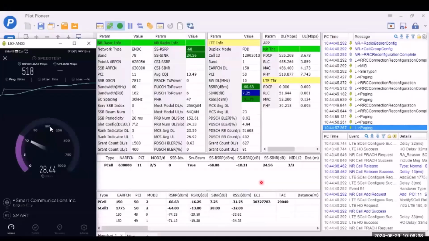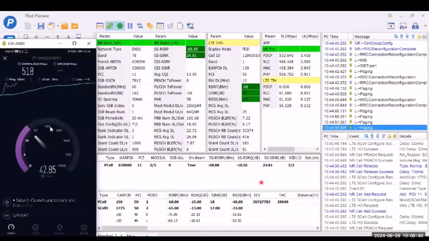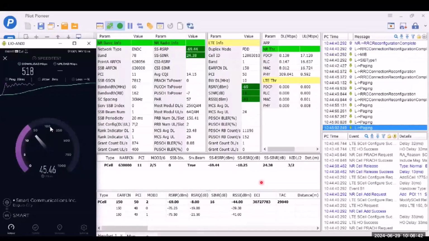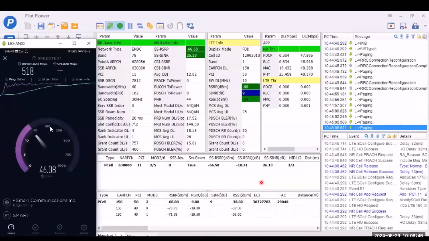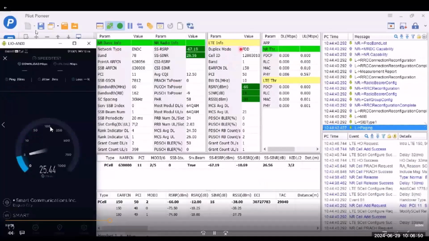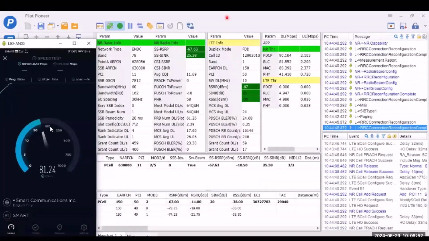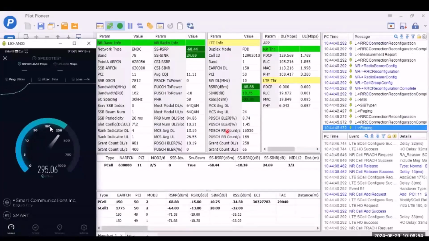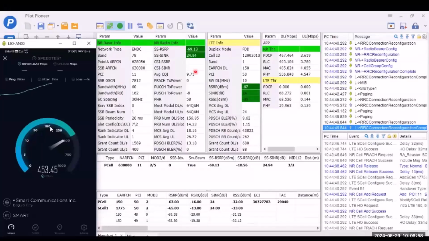Now there's a question earlier: if you're connected to an NSA network, who gives you the throughput? Is it 5G or LTE? Let's look at the drive test tool, so that first-timers can also familiarize themselves. You will see the parameters here. These are the parameters of the 5G.